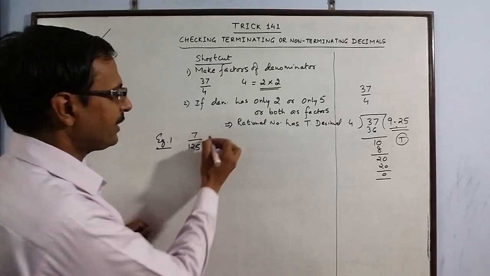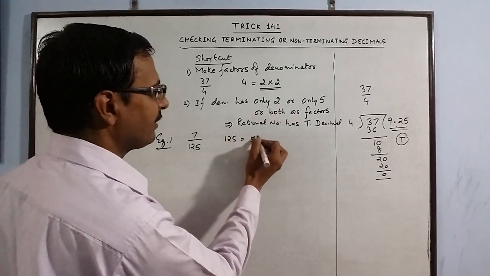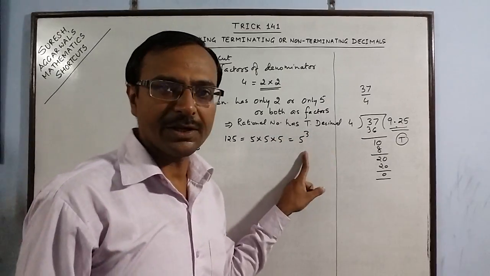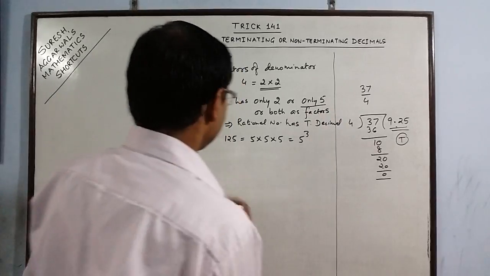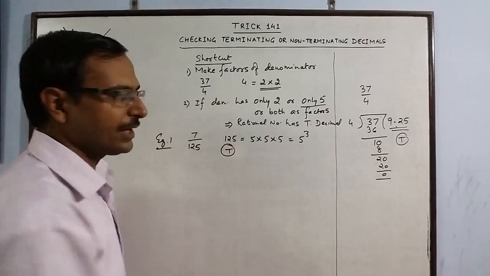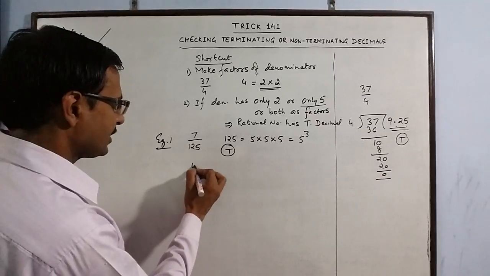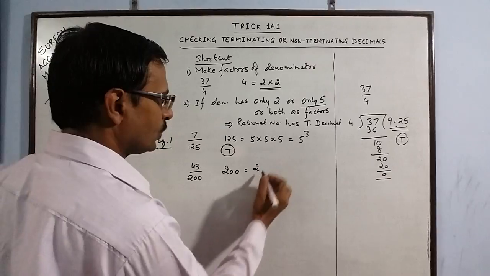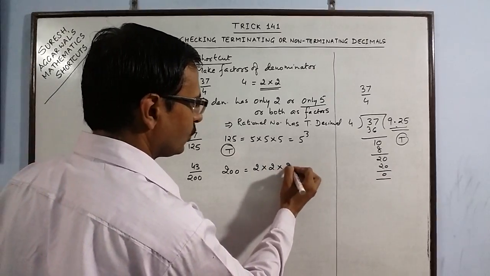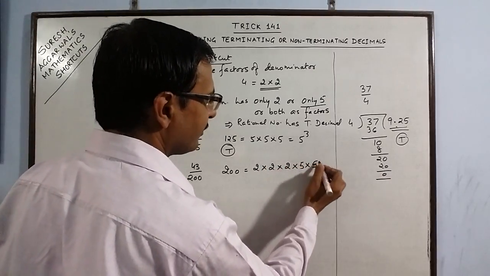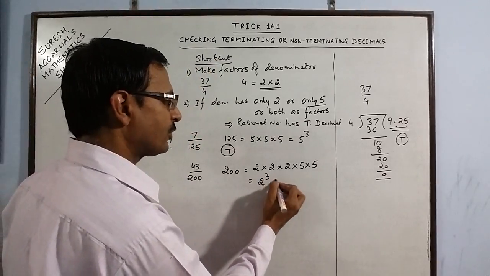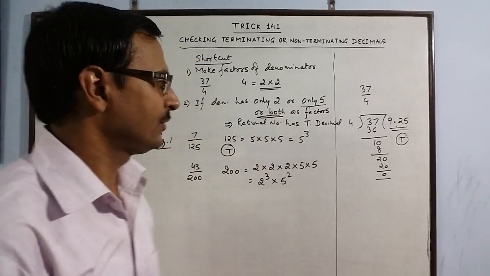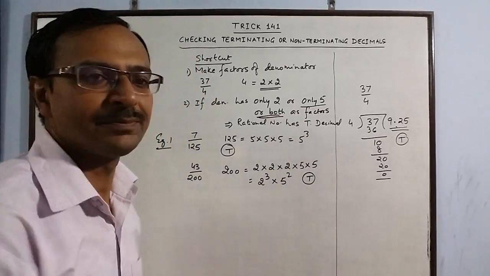Now 7 upon 125, here 125 the factors are 5 into 5 into 5, so 5 raised to power 3. Only 5's are there in the denominator, so we have only 5's, that implies it has a terminating decimal. Say 43 upon 200. 200 has factors 2, 2, 2, 5 and 5. So only powers of 2 and powers of 5 are there, or both, so it has terminating decimal.